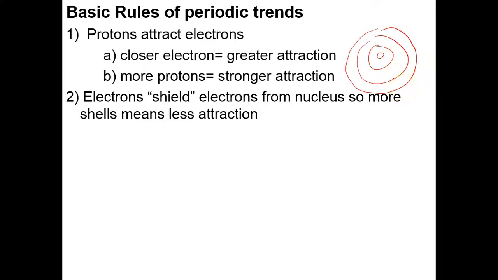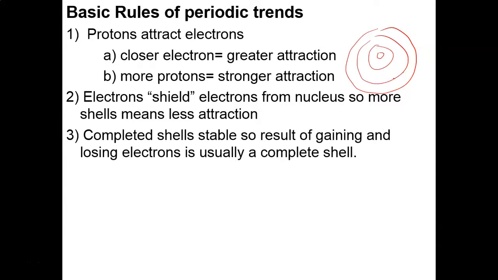And that means there's going to be less attraction to them. So that's what shielding basically is. The more shells you have, the more shielding, because there's more chance for electrons in the closer shells to block ones from the further shells. And complete shells are so stable, so the result of gaining and losing electrons is usually to complete a shell. That's usually the byproduct. It's not necessarily the cause.